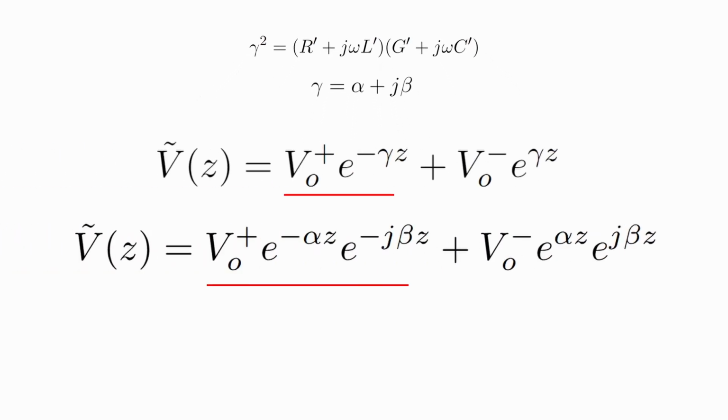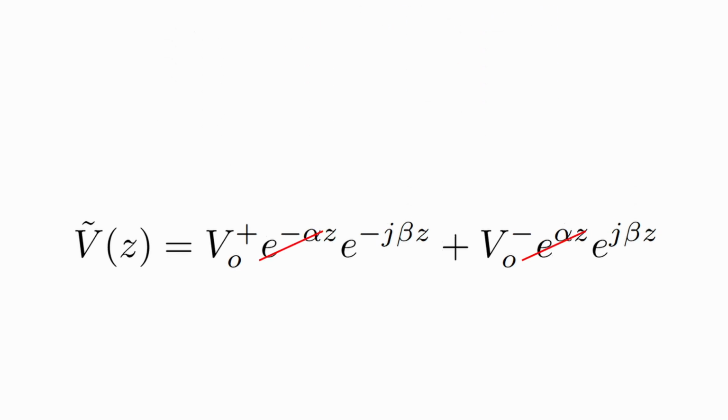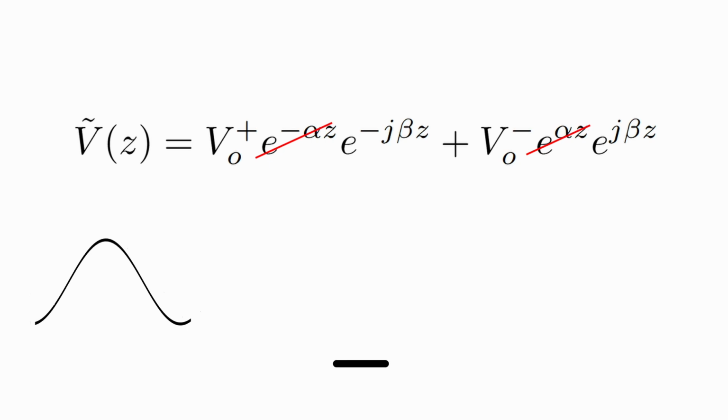The first term in our solution represents the forward-traveling wave going in the positive z direction of our transmission line. For lossless lines, the decaying exponential term with alpha goes away, because R and G are 0. This leaves us with a forward-propagating sinusoid. The second term in our solution represents the backward-propagating wave going in the negative z direction. The lossless wave also looks like a sinusoid.